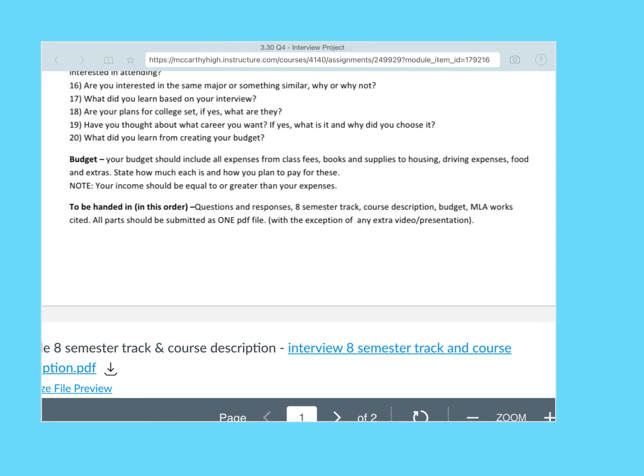All the parts are to be submitted as one PDF file, with the exception of if you're doing something above and beyond. If you want to create a little cute interview video with your person, I will give extra credit for this. But this is the bare minimum. So again, in that order, one PDF, which might mean going to Numbers, taking a screenshot of your budget, pulling it into Notability. Go to the web, find your course description, take a screenshot of it, pull it into Notability. But at the end, it needs to all be one file, all PDF, and in that order.